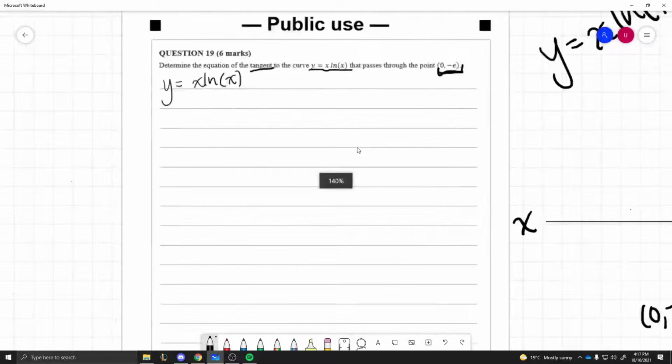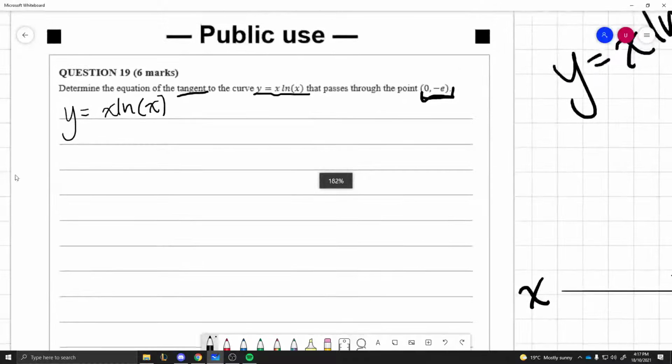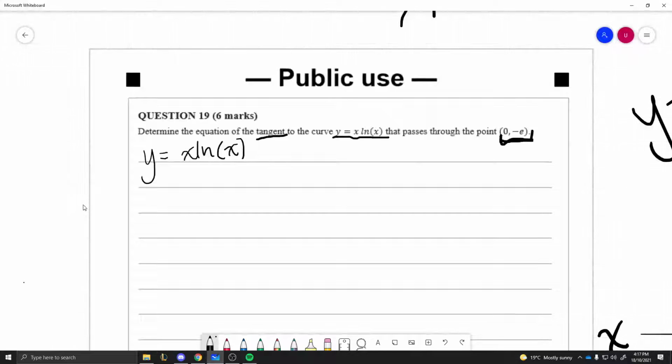I'll zoom in here a bit. Move this over. A bit awkward. Okay, there we go. So for your y dash, you're going to have to use the product rule. Just know u equals your first function x, so u dash is going to be equal to 1. v is going to be equal to ln of x. v dash, according to the chain rule, is going to be 1 over x.